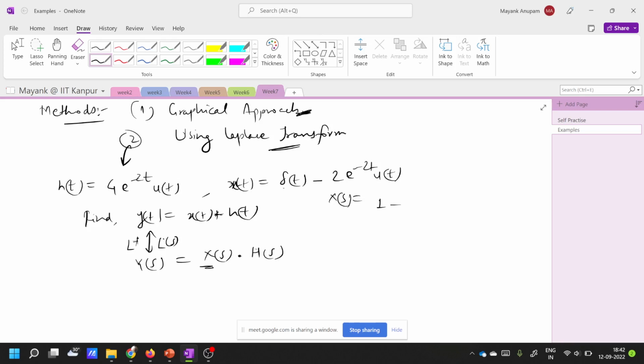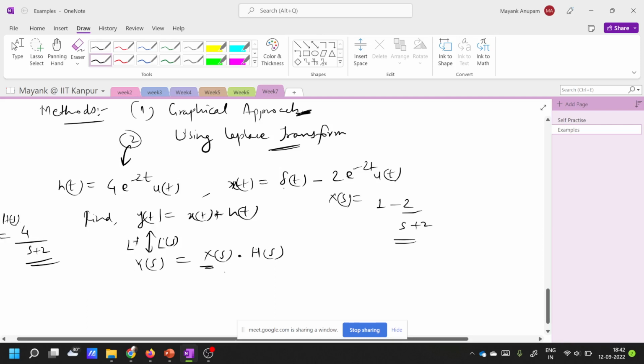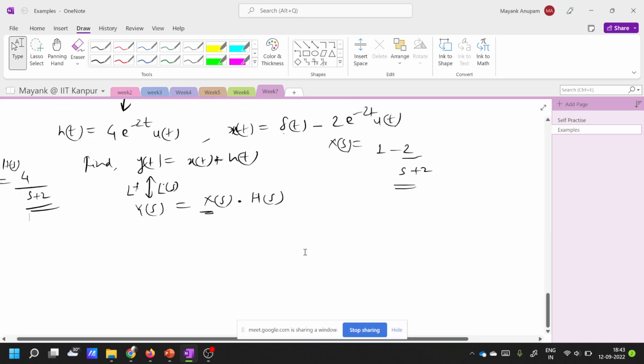1 minus 2 by s plus 2. That is 2 divided by s plus 2. Correct. Very good. Right. And what is this one? H of s? 4 by s plus 2. Very good. Now you have to multiply x of s with h of s.